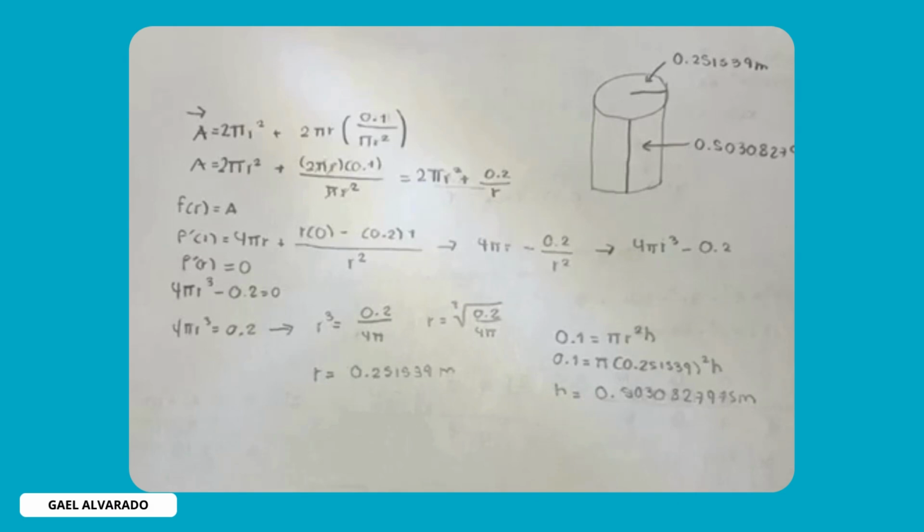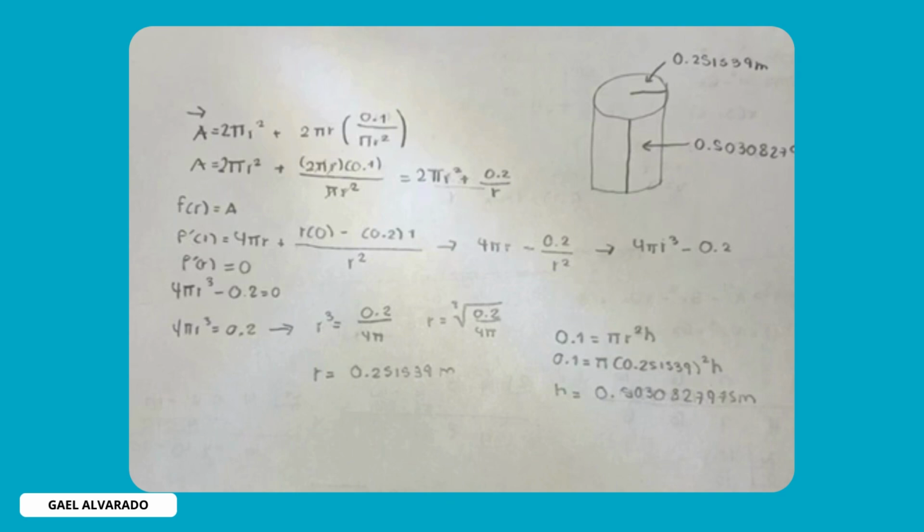To start this problem, first we need to calculate the total external area, which is expressed like this. The first part of the function calculates the area of the two faces, the bottom and the top. The second part of this equation calculates the extended face of the cylinder with respect to the volume that it is expected to contain. In this case it is 0.1 cubic meters, because we need to contain 100 liters.